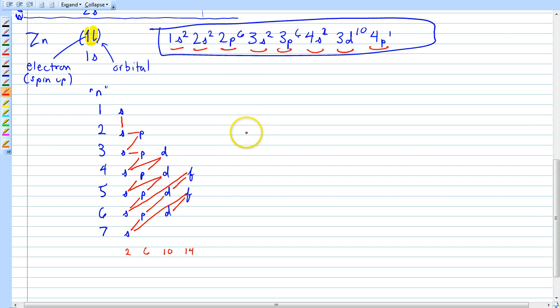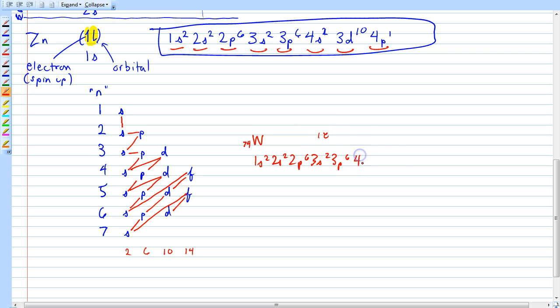For example, let's try tungsten, which is the symbol W, and it has 74 electrons. So its atomic number is 74. So what I'm going to do is just start writing 1s2, 2s2, 2p6, 3s2, 3p6. Now let's stop and do a little count here. I'm filling these up, so I've got 10 and 8. This is 18 so far.